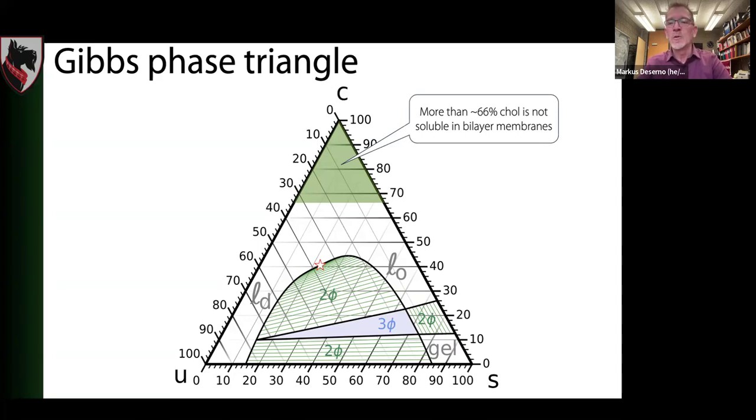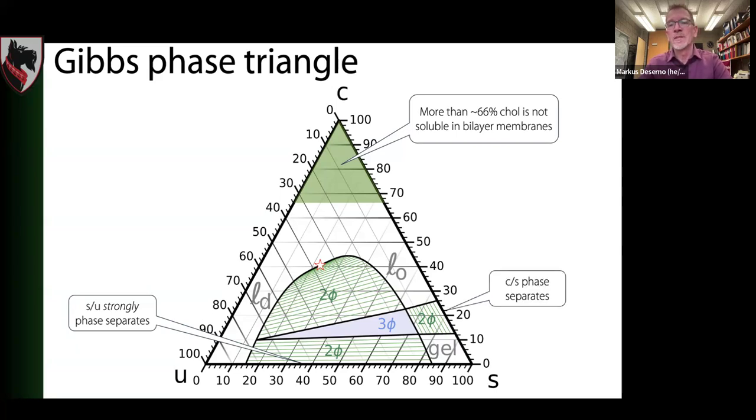We then realize that if we go to a side, let's say the lower side between unsaturated and saturated lipids, there's a large miscibility gap because these don't happily mix. There's a coexistence between a fluid membrane phase and, in this case, a gel phase of saturated lipids. A similar miscibility gap also exists on this side between saturated lipids and cholesterol. Curiously, it doesn't exist on the other side between cholesterol and unsaturated lipids because, at the temperature that I chose, they mix in any proportion.